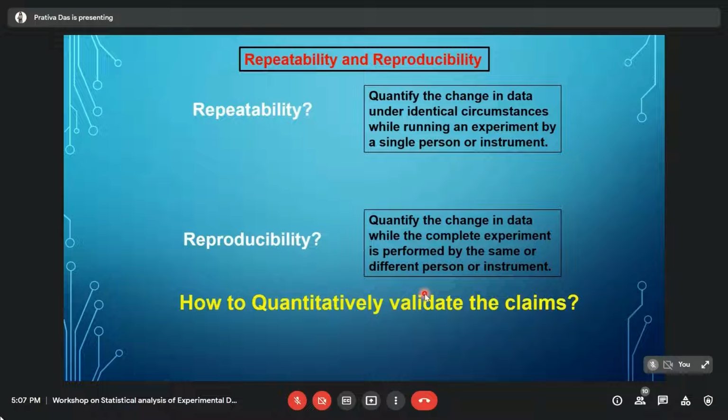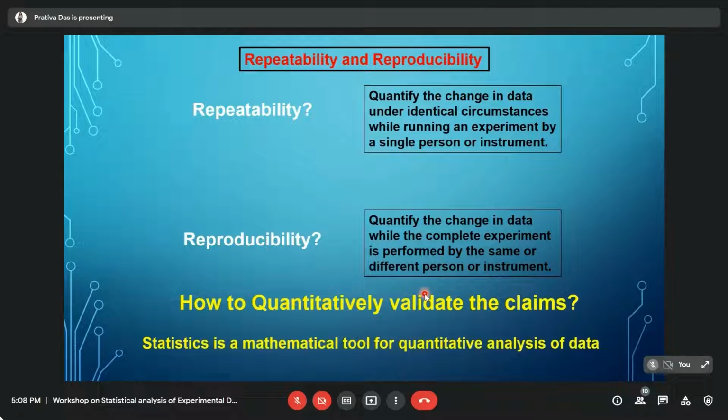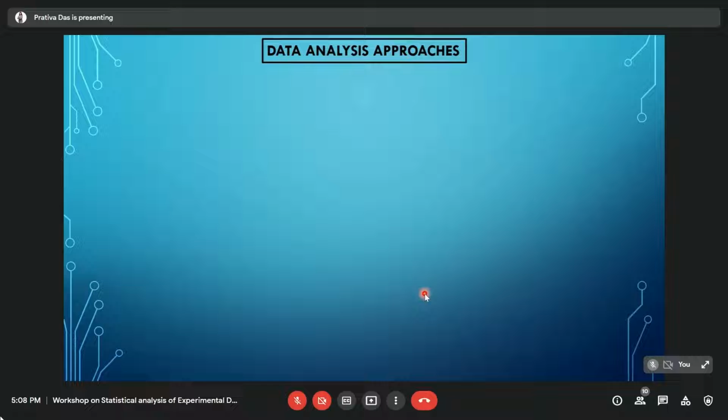So how are you going to quantitatively express this in technical terms? When you're reporting the data, you need to portray it in technical terms. So here comes the role of statistics. Statistics is basically a mathematical tool to quantitatively analyze and represent your data, or I would say represent the trustworthiness of the data. So what are the major approaches for this data analysis?